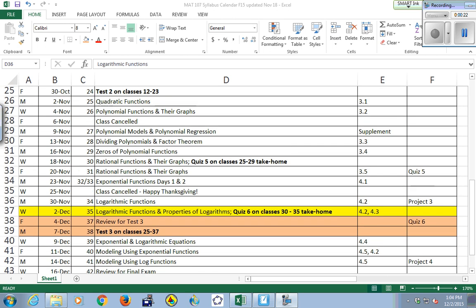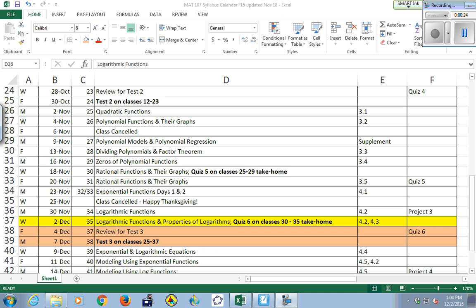So 25 was the first class after the previous test. So we're going to start with quadratic functions, a whole bunch of classes on polynomial functions. Then we had rational, exponential, and logarithmic.